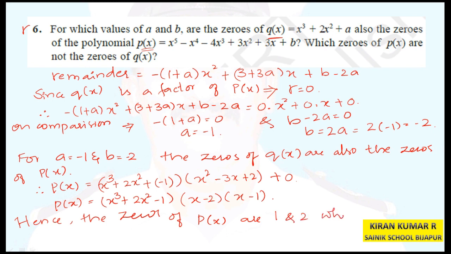which are not the zeros of q of x. You can think on this line why this q of x as not having 1 and 2 as a 0. You can just factorize this and cross check it. They are not the zeros of q of x. This is how this question is to be done.